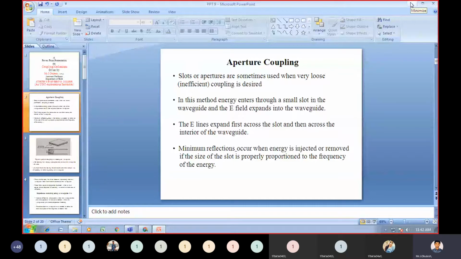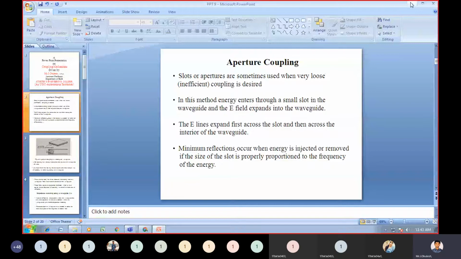In aperture coupling, the slots or apertures are sometimes used when very loose coupling is desired. Very loose coupling is desired.